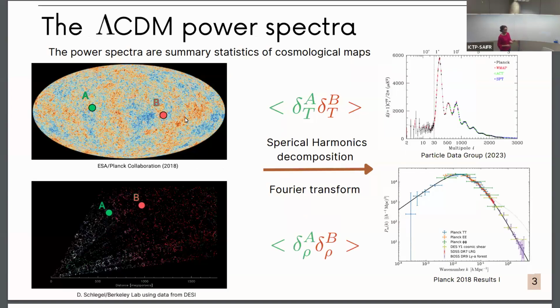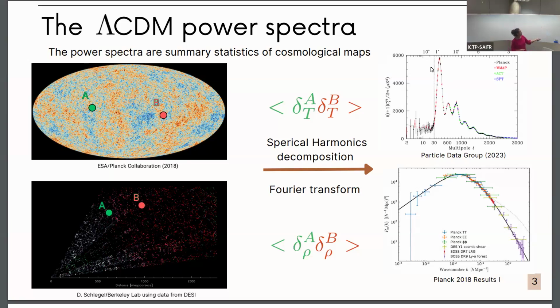Moving to cosmological scales, we have the power spectra of cosmology. The power spectra are summary statistics of cosmological maps. On one side, we can have CMB maps. For example, here we have the temperature map of the CMB. So we take two different points there, which I call A and B, and we do this for all combinations of points, and we measure the correlation functions for these quantities. And when we decompose this correlation function in spherical harmonics, we get this famous figure of the CMB power spectrum. And we can do an analogous thing for galaxies.